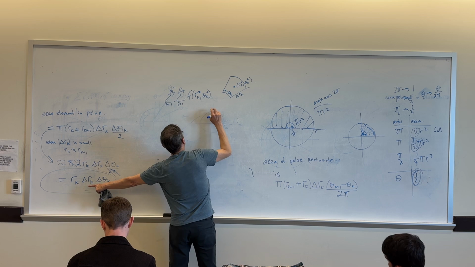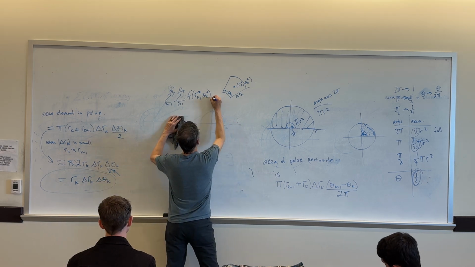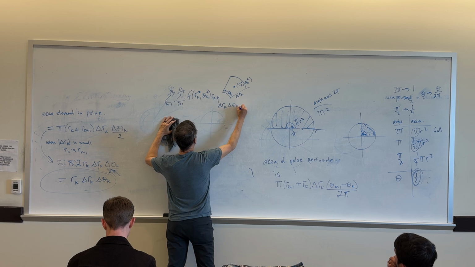But then, instead of delta x, delta y here, I've got this weird thing. So I'm going to have r sub k, sorry, it's getting a little cramped in there, delta r sub k, delta theta sub k.